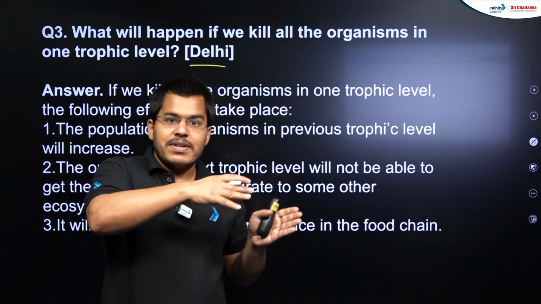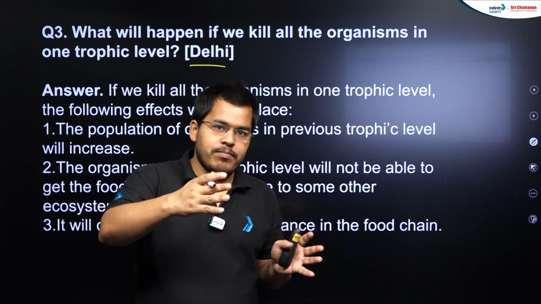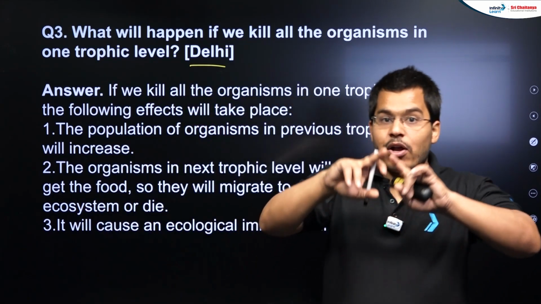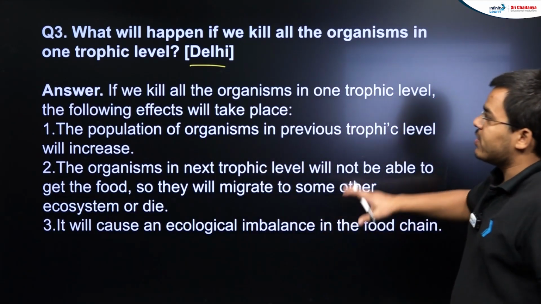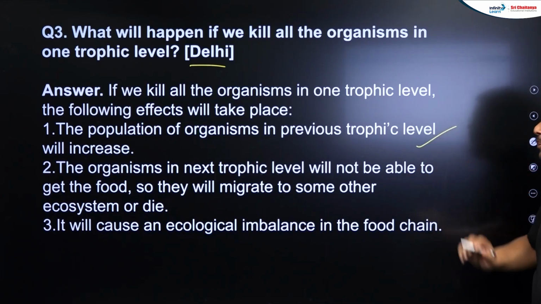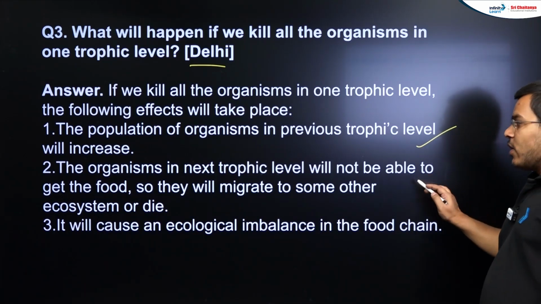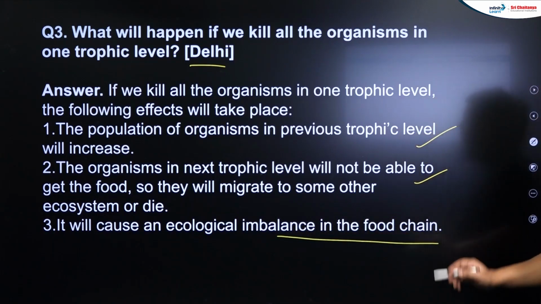If the previous level is increasing, it can increase only up to a certain level. After that, because of lack of resources and lack of stability, that particular level will also die. So ultimately, the population of the organism in the previous trophic level will increase initially. Later, definitely, due to the imbalance in the ecosystem, they will also die. The organisms in the next trophic level will not get food and they have to migrate, or else they will die, right? It will cause an ecological imbalance of the food chain.